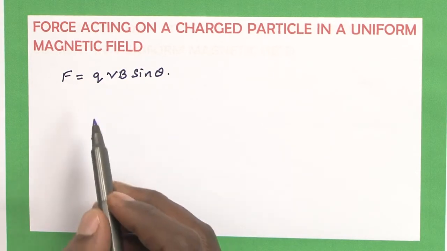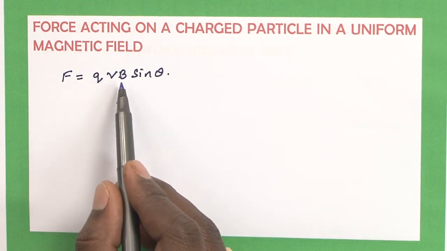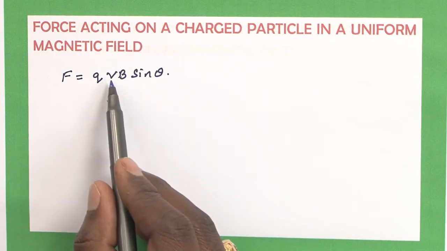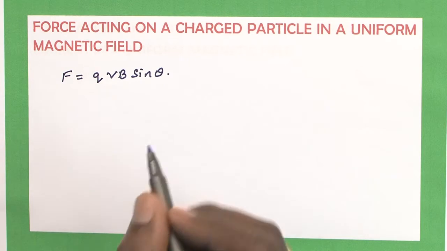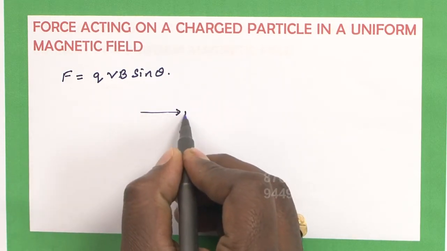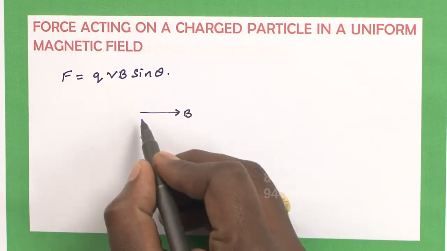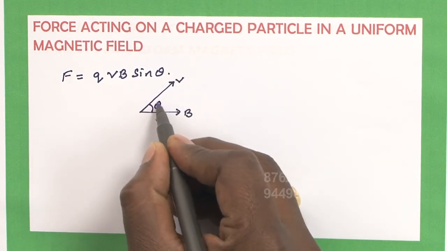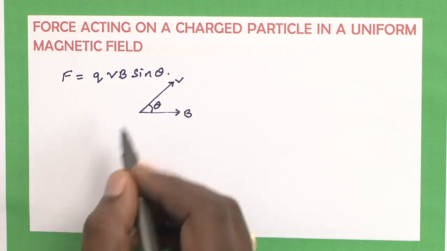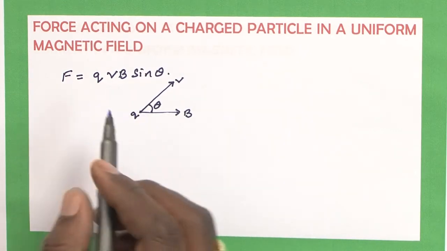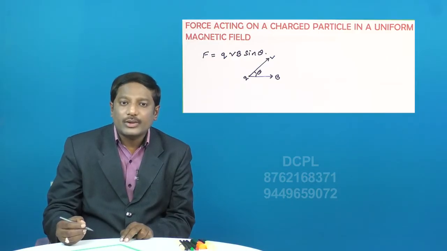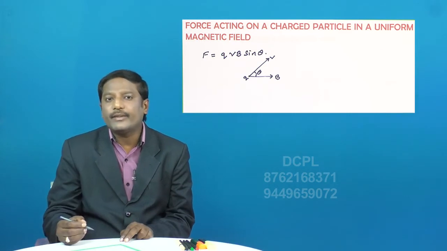Now, Q is the charge, V is the velocity, B is the uniform magnetic field, and theta is the angle between the velocity of the charged particle and the magnetic field. If B is the magnetic field acting in this direction, and the charged particle is moving in this direction, which makes an angle theta with the magnetic field, then the force experienced by the charged particle is given by QVB sin theta.